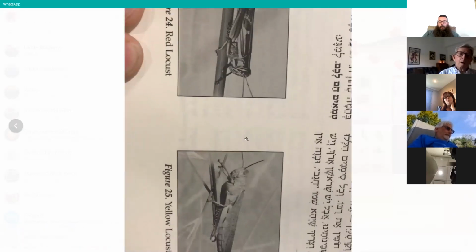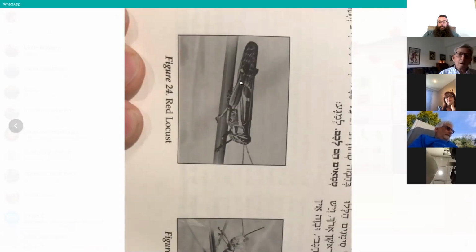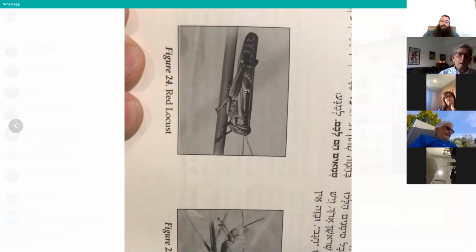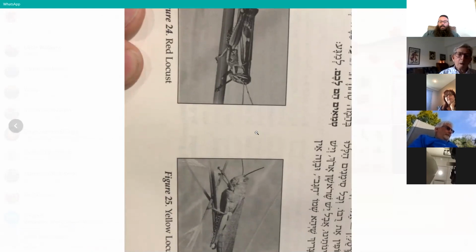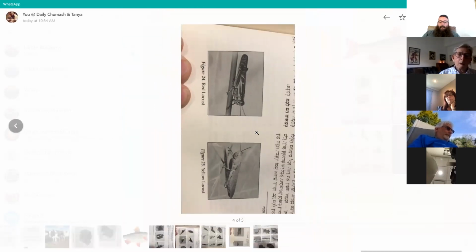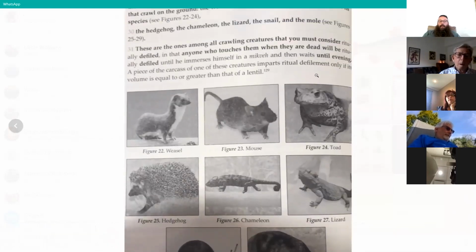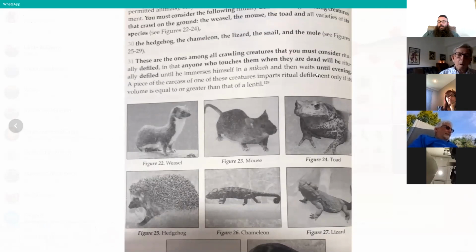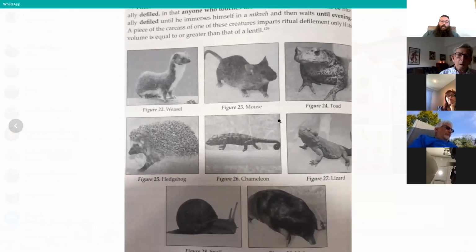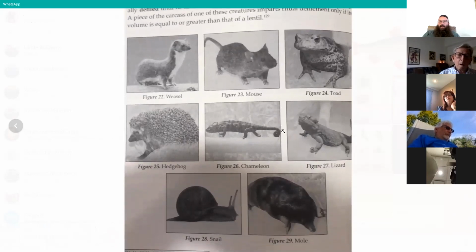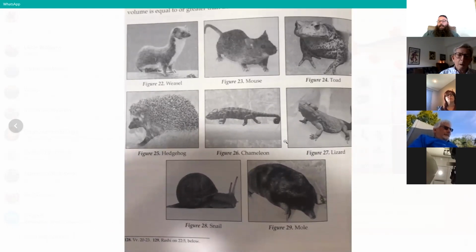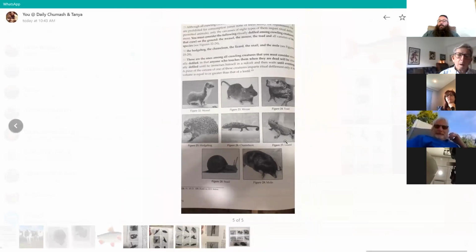Then, what about the creepy crawling things? The only bugs are grasshoppers, certain kinds of grasshopper, and we'll see in Rashi that we don't really know today which ones are kosher and which ones are not. Then we go on to discuss the impure animals, which are the toad, the mouse, the weasel, the hedgehog, the chameleon, the lizard, the mole, and the snails. If you touch their skin, not only are they not kosher, which we already learned, but they also make you impure. So we're going to learn about that today.